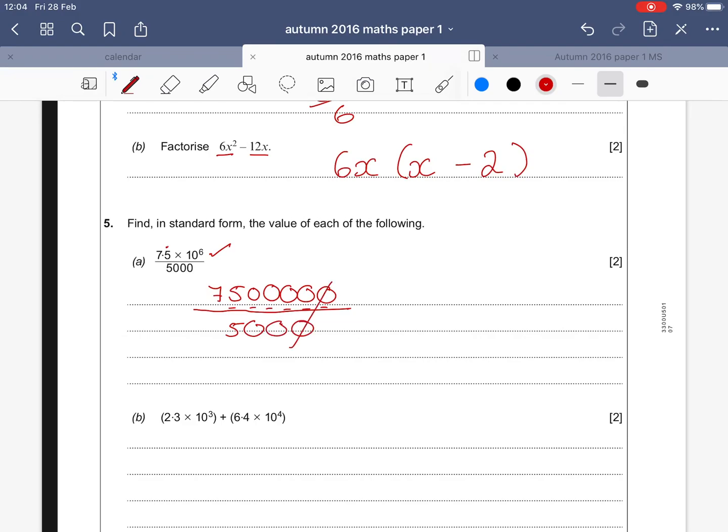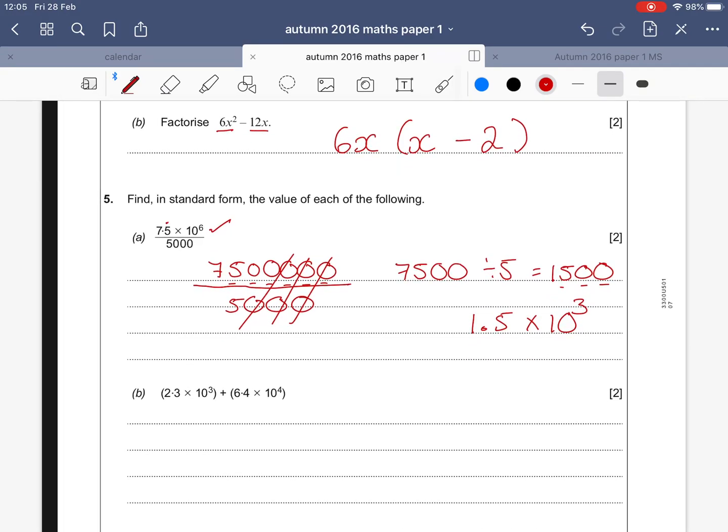To divide in, just take off your zeros. So this is actually 7,500 divided by 5. You should know how many 5s go into 75. It's 15. So your answer is 1,500. I'm going to put that back into standard form. So that's going to be 1.5 times 10 to the power of 3, with 1, 2, 3 numbers after the first.